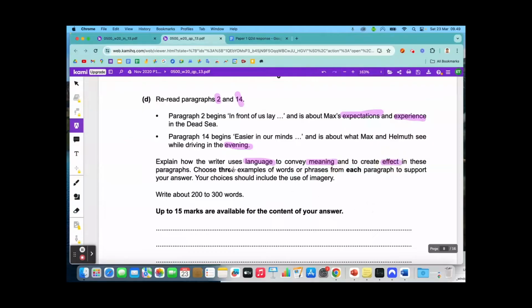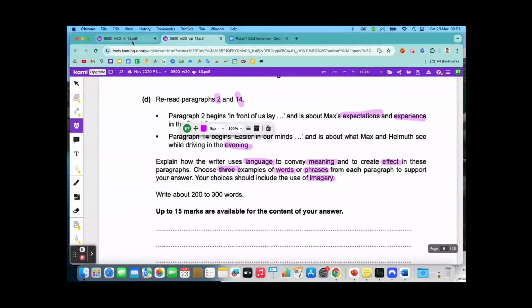paragraphs. Choose 3 examples of words or phrases from each paragraph to support your answer. Your choices should include the use of imagery. Okay, so let's break this down a little bit before we get into looking at the paragraphs and then a response. We do need to be thinking about the effect on the reader where we can.